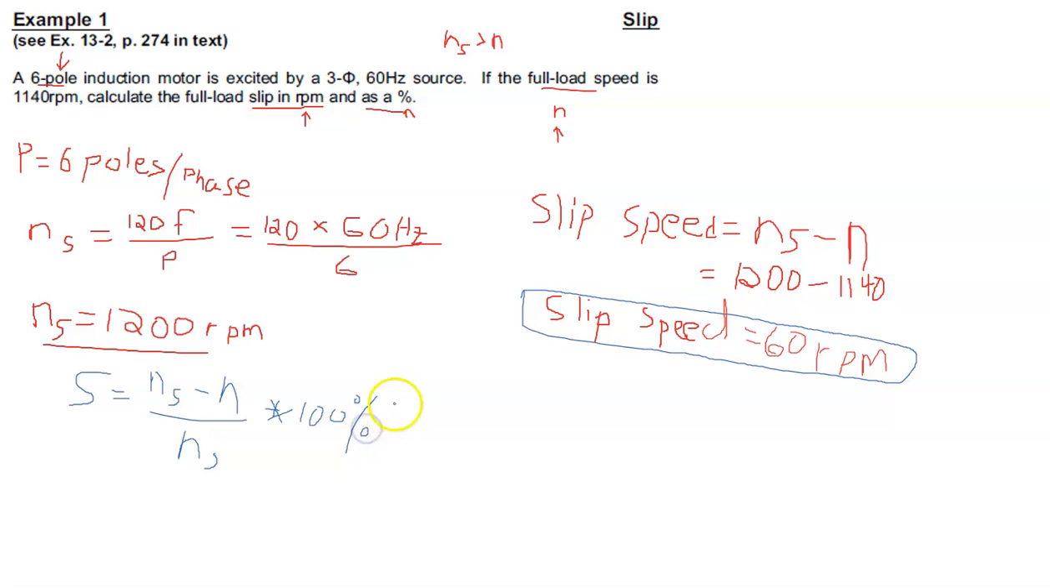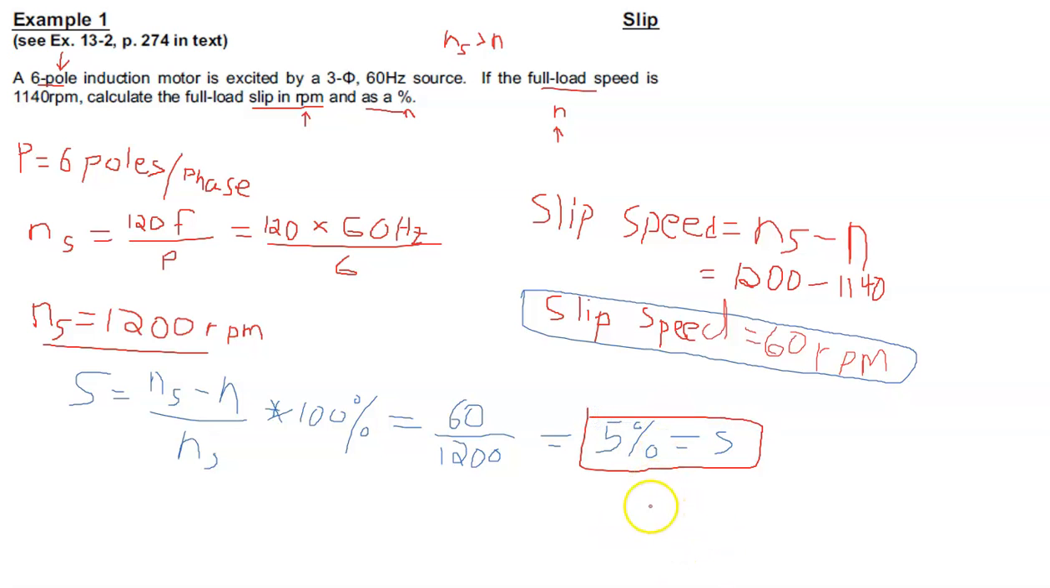And so we have NS minus N now, right? 60. And the synchronous speed on the bottom. And so if we do the division there, that gives us 0.05 or 5%. And remember that we said that that is a typical value for full load. Now, they won't all be 5%, but that one turns out to be exactly 5%.